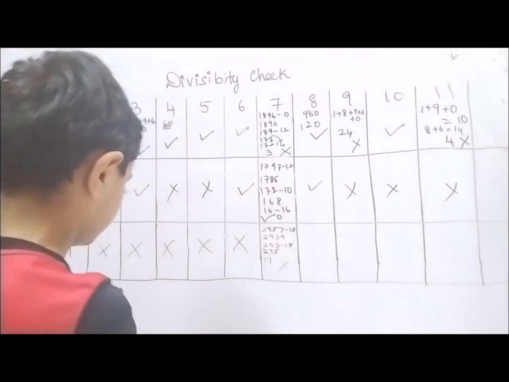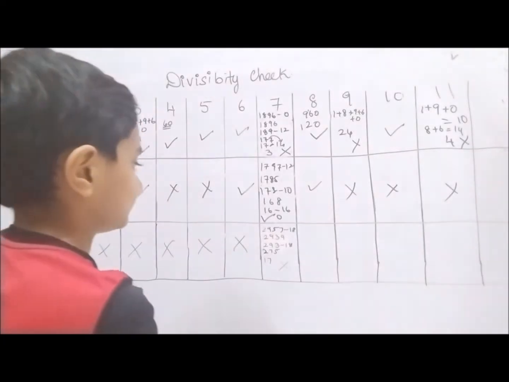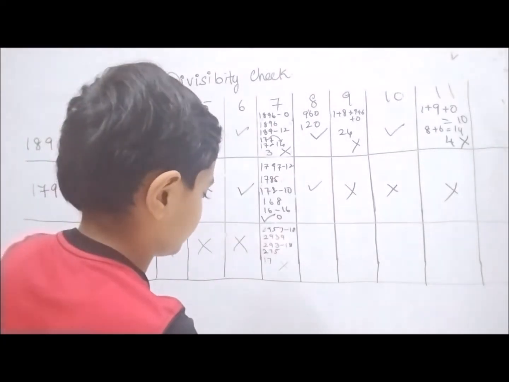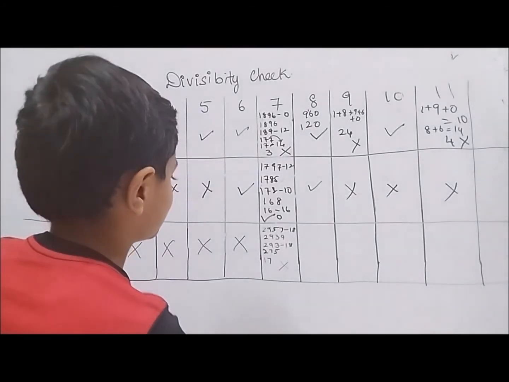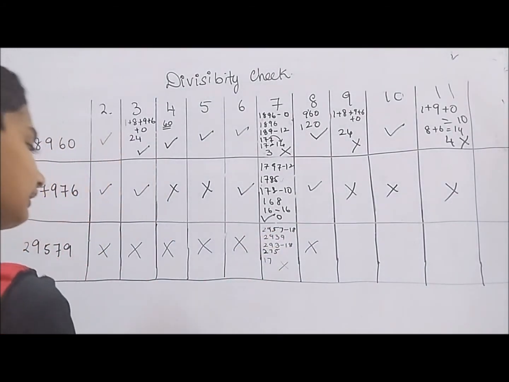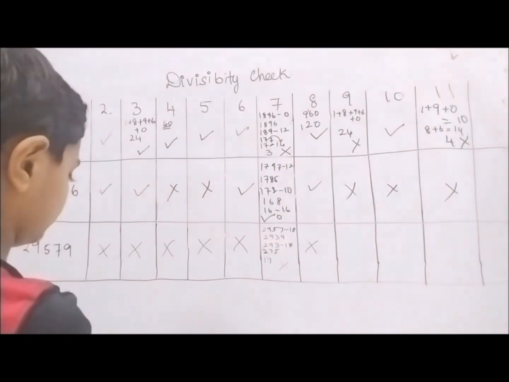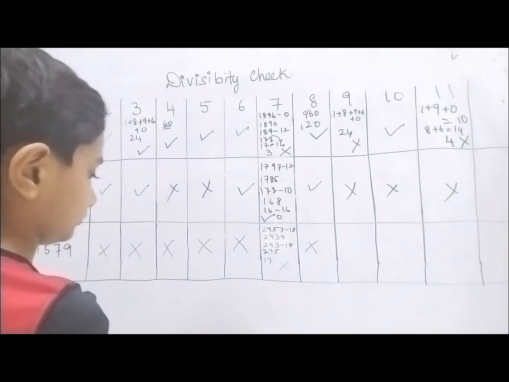In the given number 29579, is the last 3 digits, 579, divisible by 8? No. Because it's not an even number first of all. 4, 8 and all will have even numbers only, and 579 will also not be divisible by 8.